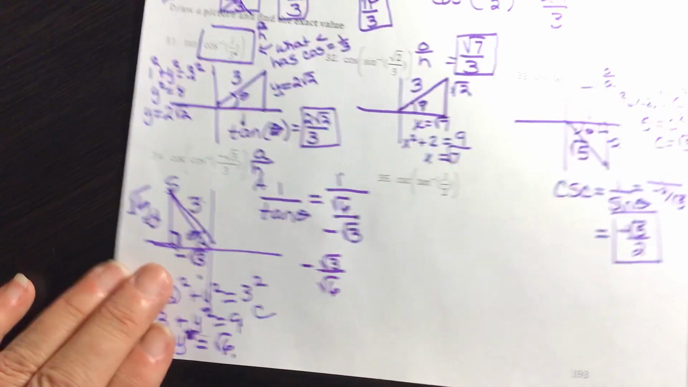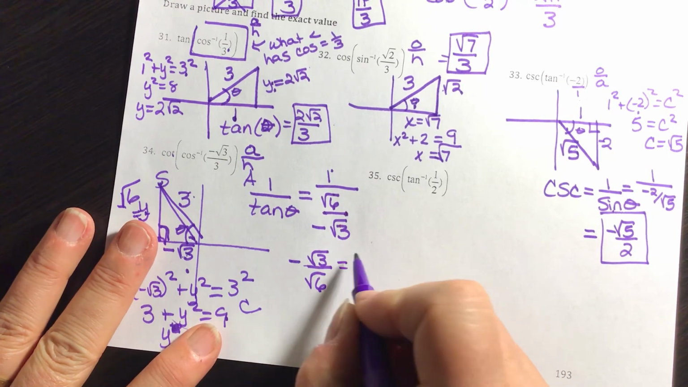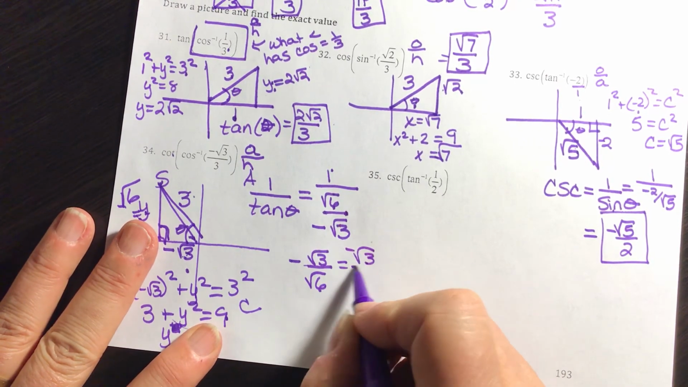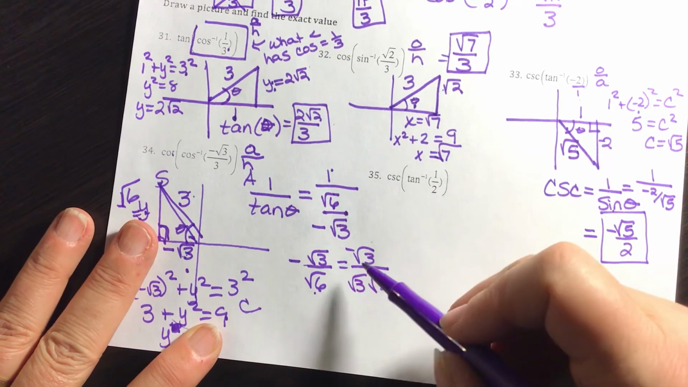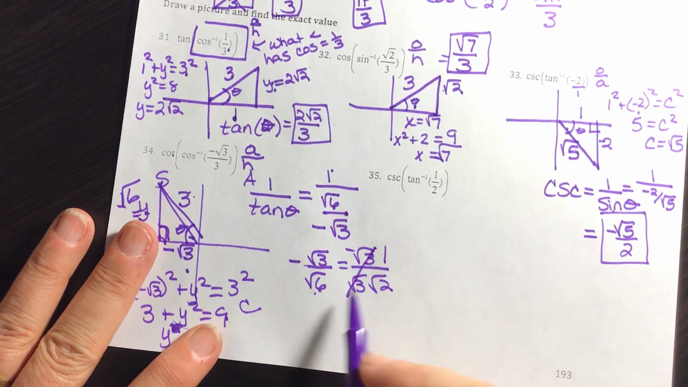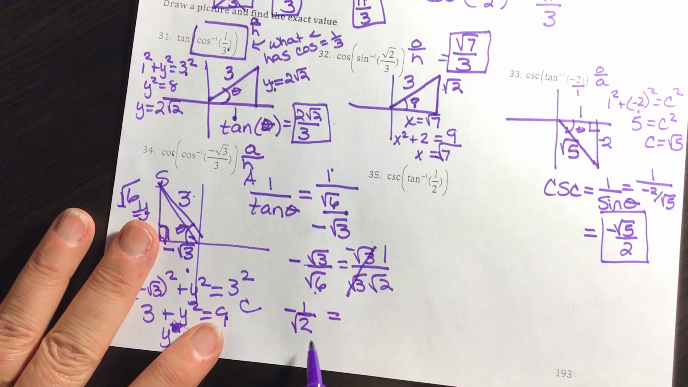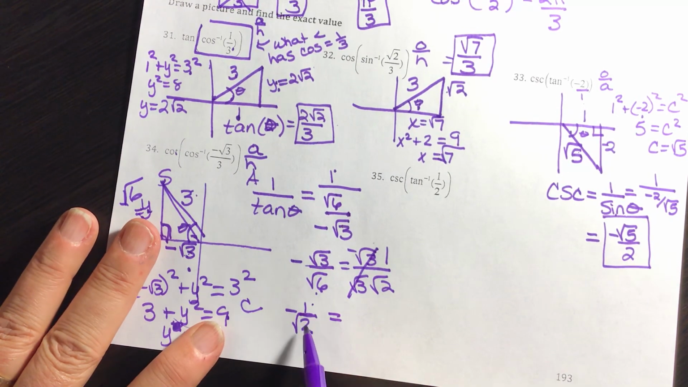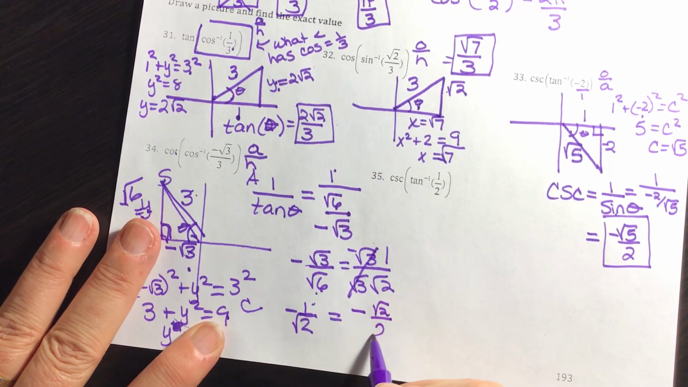And believe it or not, I can reduce this because this is square root of 3. On the bottom, I have square root of 3 times the square root of 2. And the square roots can cancel. So this is a 1. So I'm left with negative 1 over square root of 2. And lastly, I can rationalize that denominator. So I multiply the square root of 2 on both top and bottom. So this is negative square root of 2 over 2.